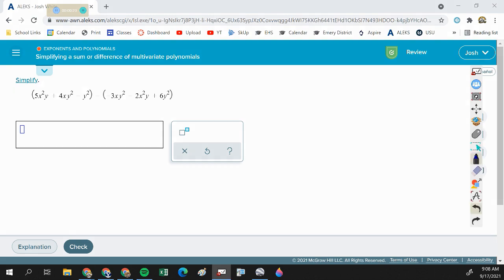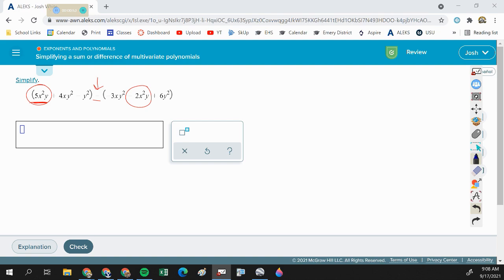So we take a look at this first one. Does this have a partner in the next set of parentheses? Yes. So pay attention to the sign in the middle. It says subtract. So we're going to take this term minus this term. What is 5x squared y minus negative 2x squared y?